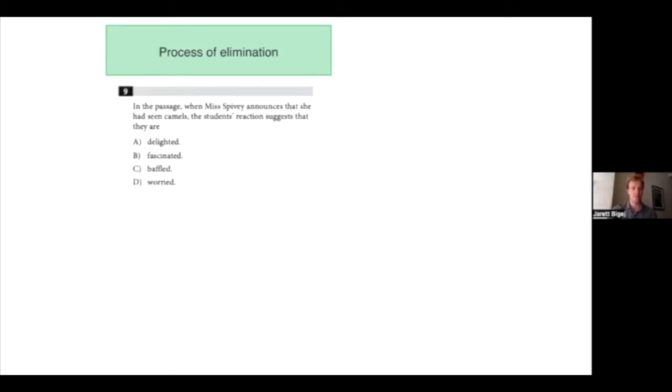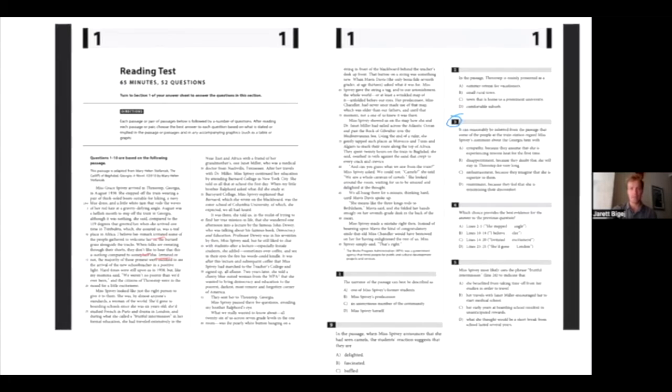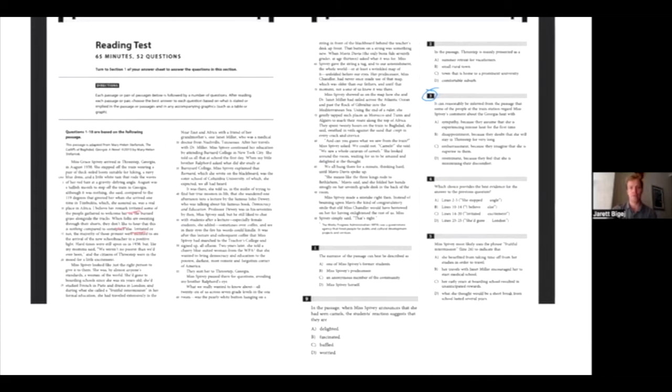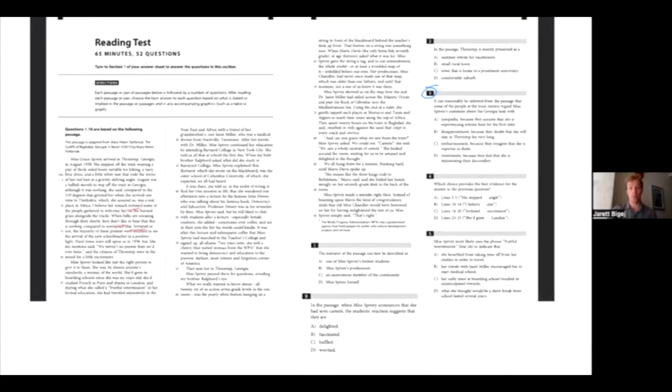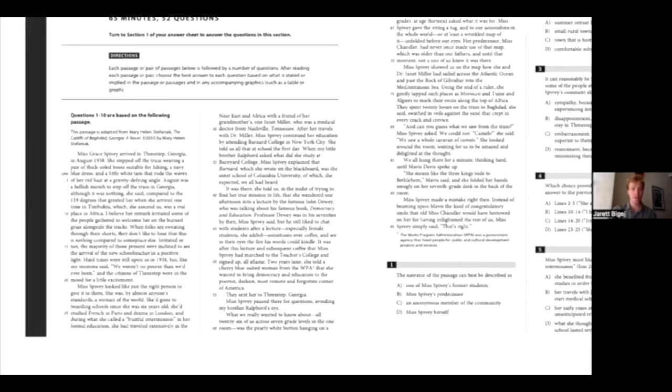The first practice test we're going to be looking at is a reading test. It's a rather long passage, so we won't read it in detail now. But as you know, you should read the passage in its entirety, either before or after reading the questions. Option is up to you. The story is adapted from a novel by Mary Helen Stefaniak.